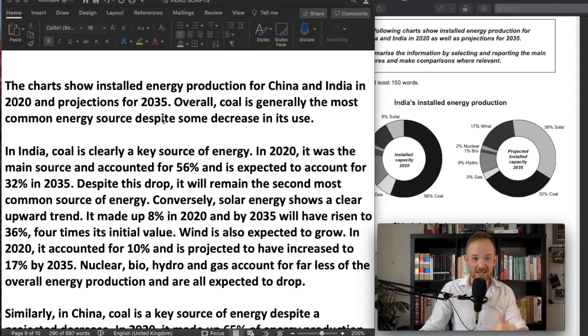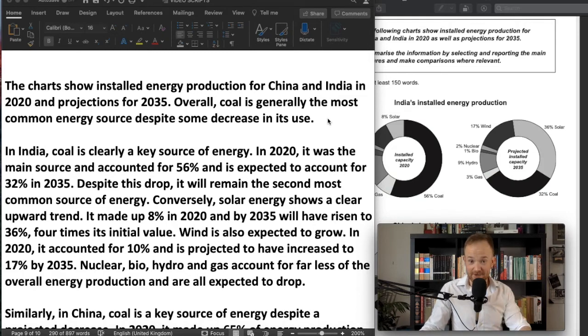Let's take a look. The charts show installed energy. I haven't changed that much. Overall, coal is generally the most common energy source, despite some decrease in its use. I could also add here, solar in both cases shows the most growth.